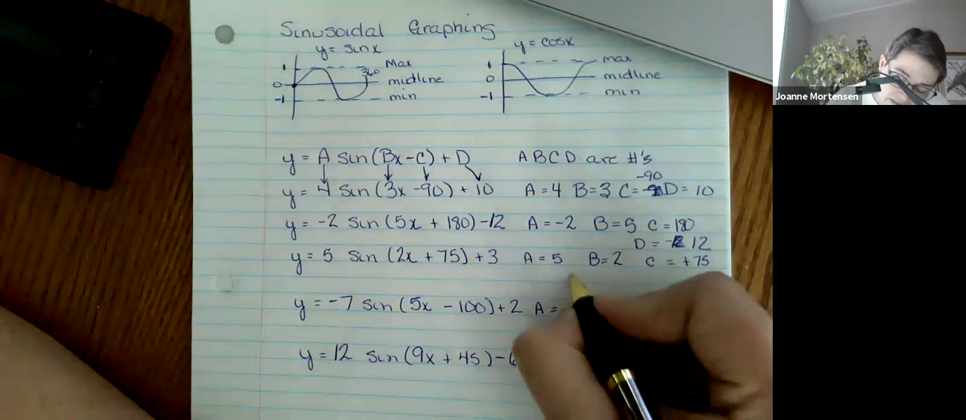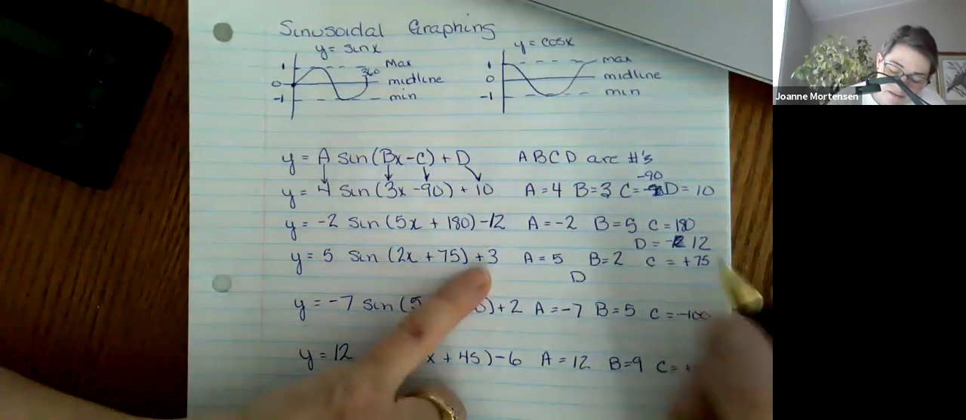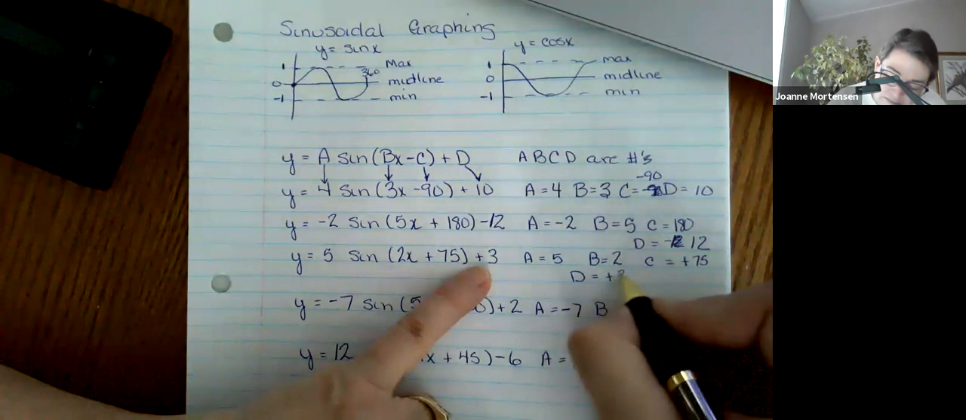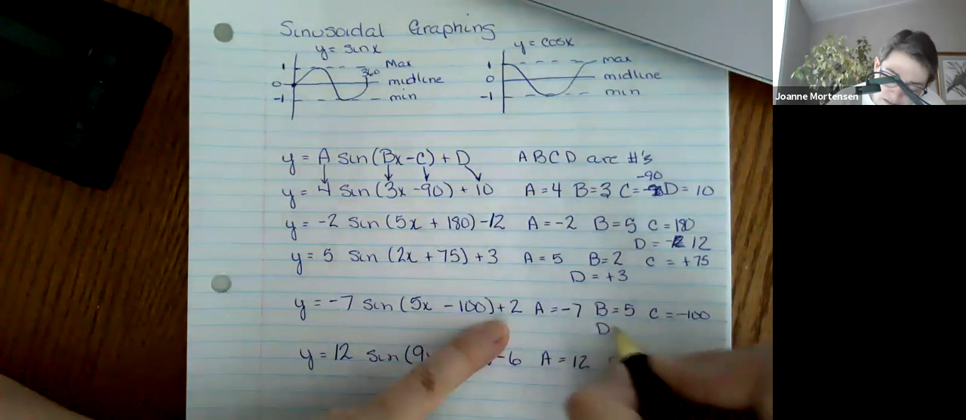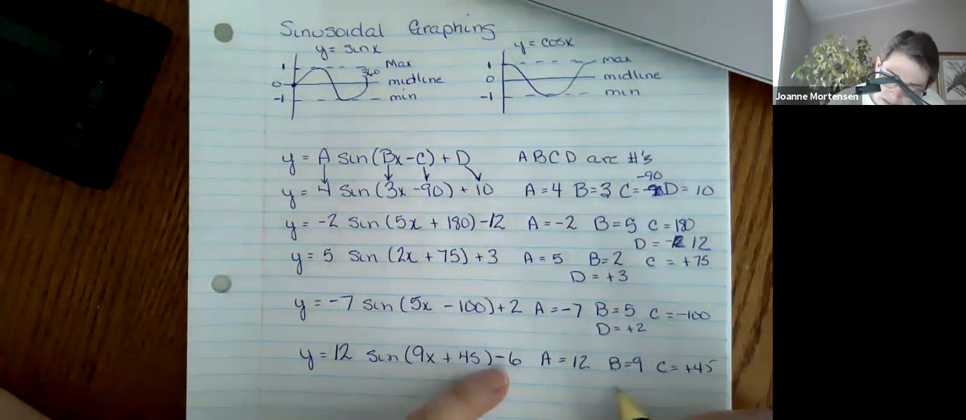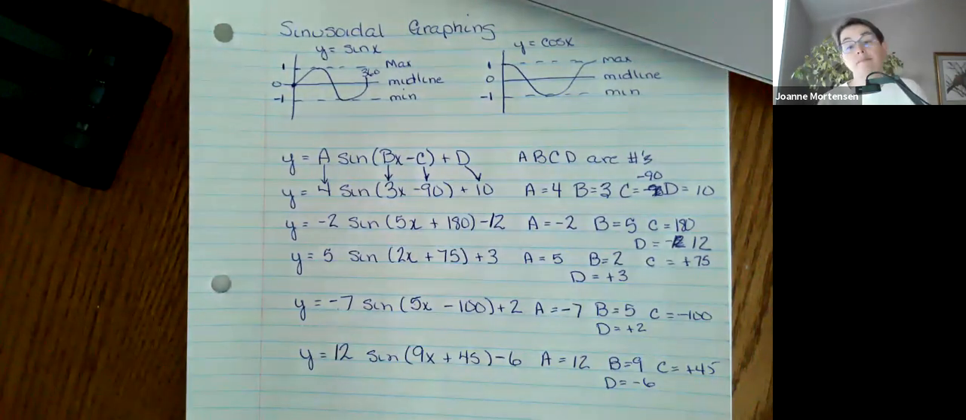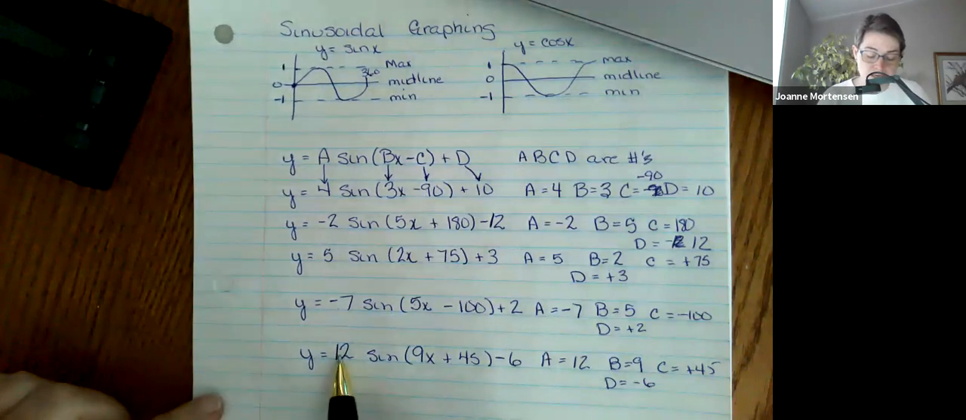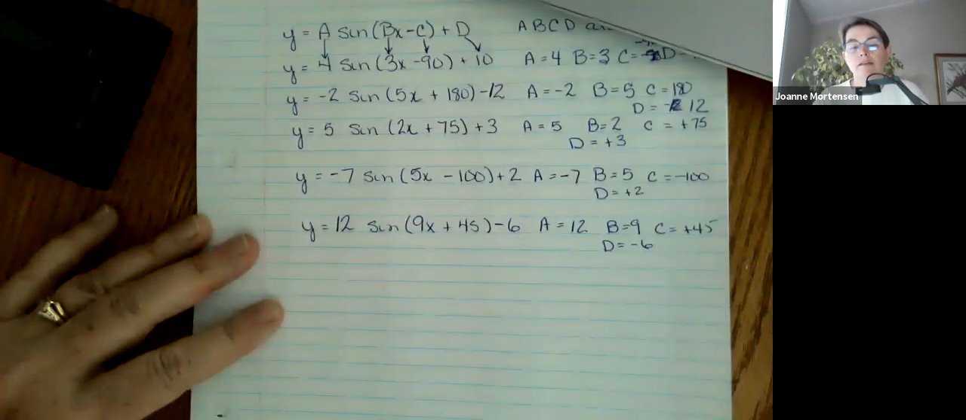And then D is the number at the back. And it's always going to be plus or minus something. So D is equal to plus 3. D is equal to plus 2. And D is equal to minus 6. Okay, we're cool? If not, you know what? Pause the video, back and rewatch it. So A, B, C, and D. Let me do a couple more.